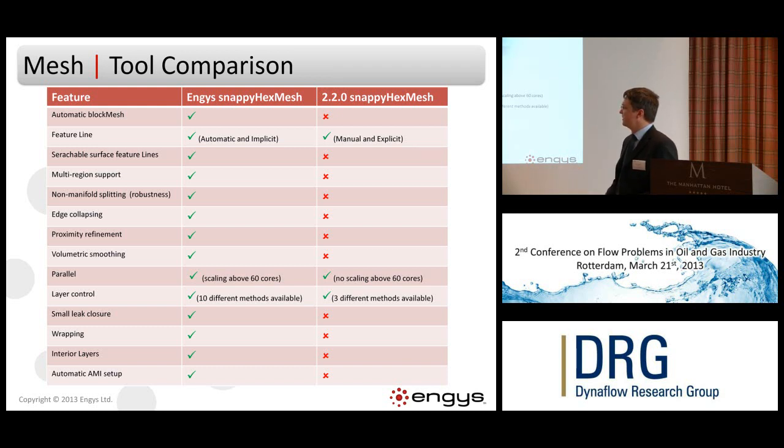The other thing that's very important for this case is automatic setup of the sliding interface. So currently you have to define some zones in the standard version, and you have to mesh separate regions separately, and bring it all together. It's a time-consuming, laborious process. In our version, you say this zone is a rotating zone and everything else is taken care of by the mesh generator.